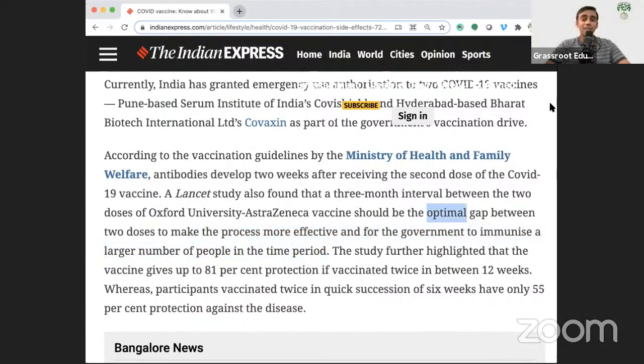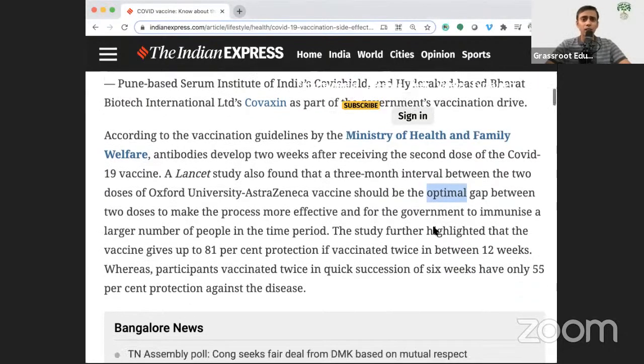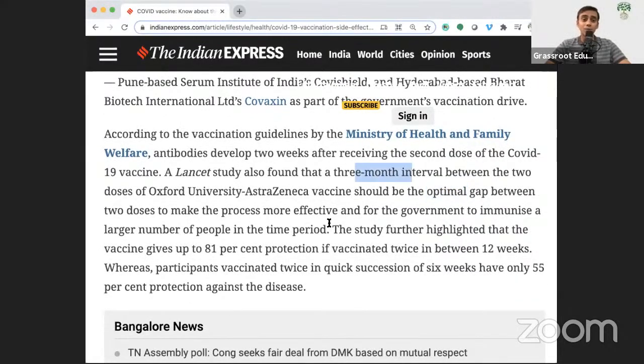So, what do you mean by the term optimal? Tell me, optimal. Optimum. Have you heard of this phrase? Optimal, optimum. Good. Anmol, Gagandeep, Pranav, Monica, Kinjal. Good. Optimal. So optimum is ideal duration. Neither too much nor too less. That is called optimal. So they found that 3 months is ideal so that more number of people can get vaccinated.